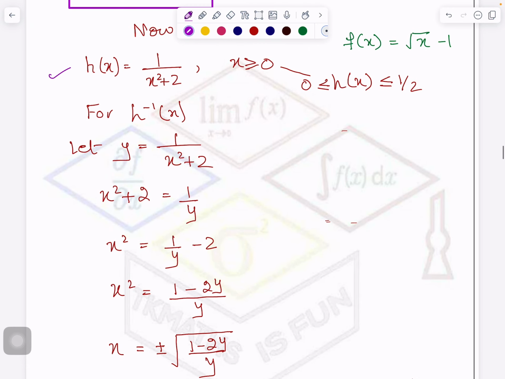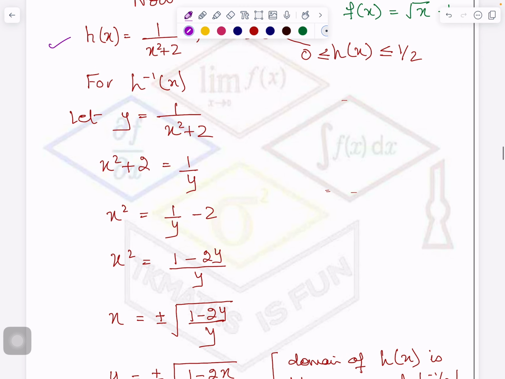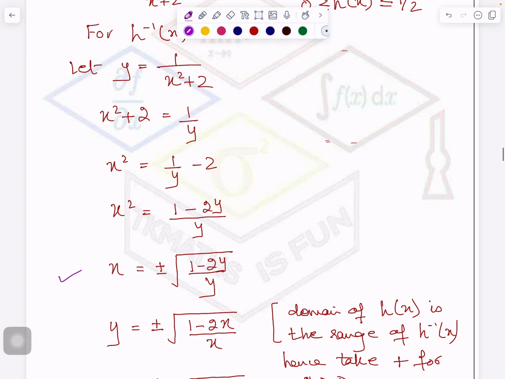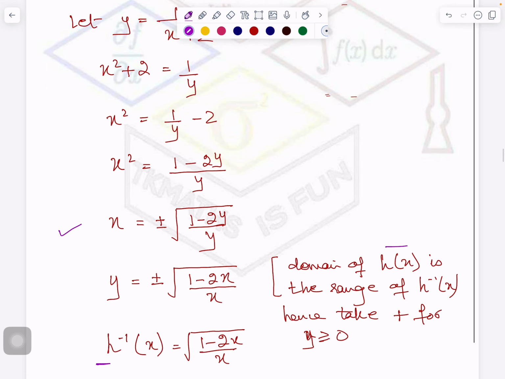The same method. The only thing is that you have to decide whether in the last you will use the plus sign or minus sign, because the domain of h of x is the range of h inverse x. So the range of this is actually the domain of h, and the domain of h was what? It was x greater than or equal to 0. So this should be the range of the inverse function, and that's why I will consider only the plus value.